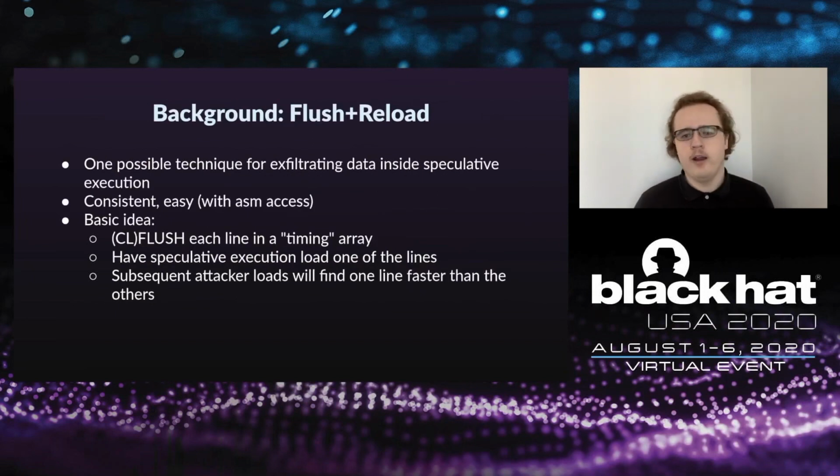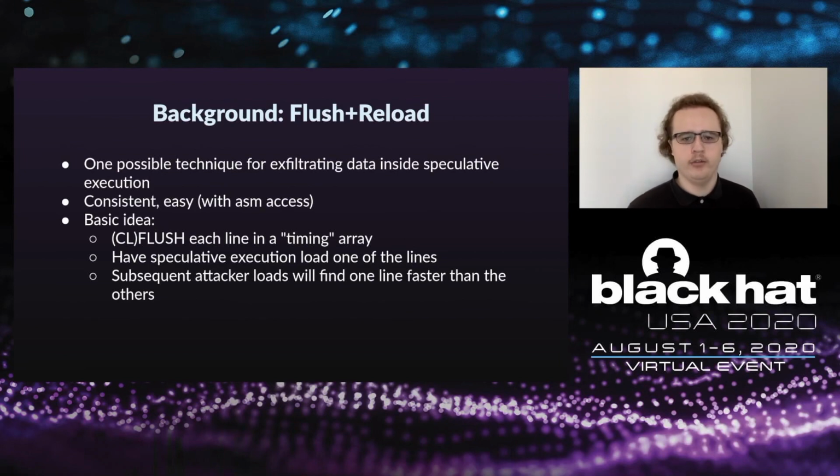So a bit of background here. These speculative execution attacks by themselves don't do a whole lot, right? You can speculatively execute code, but can't do anything with that because all of the actual artifacts don't get committed to the system state. So what you can do is use a separate exfiltration technique like flush and reload to actually exfiltrate data out of the speculative execution. So the one we'll be talking about today is flush and reload, which is pretty consistent and easy enough to do with assembly level access.